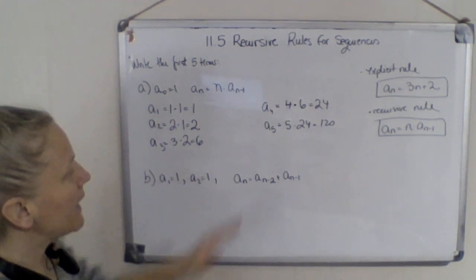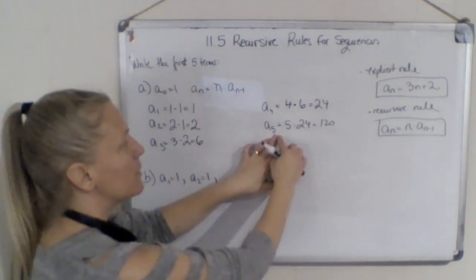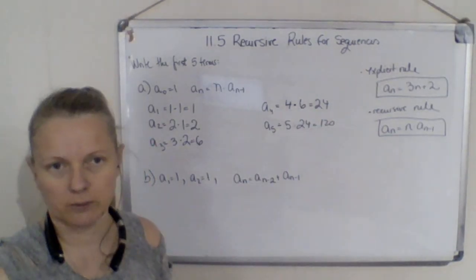So if you notice, my next number is going to be whatever place it has in line times the value of the number previous to it.